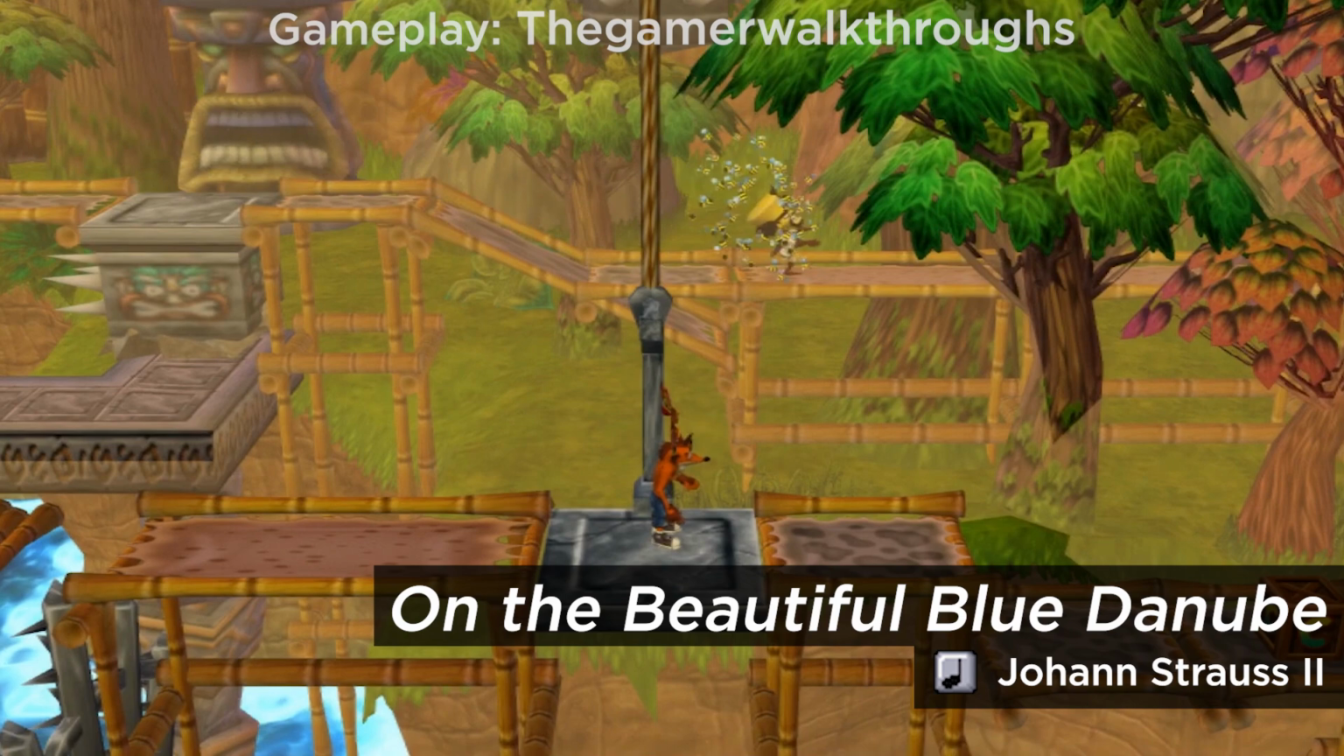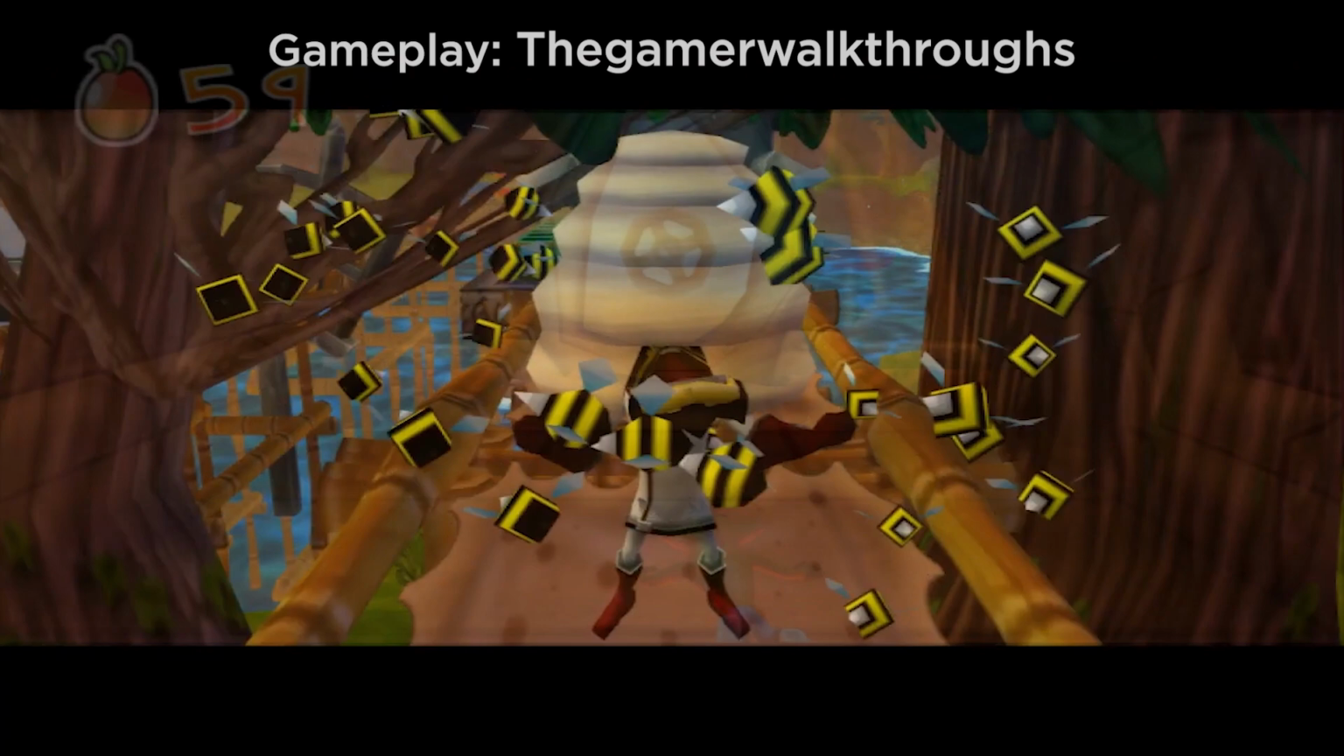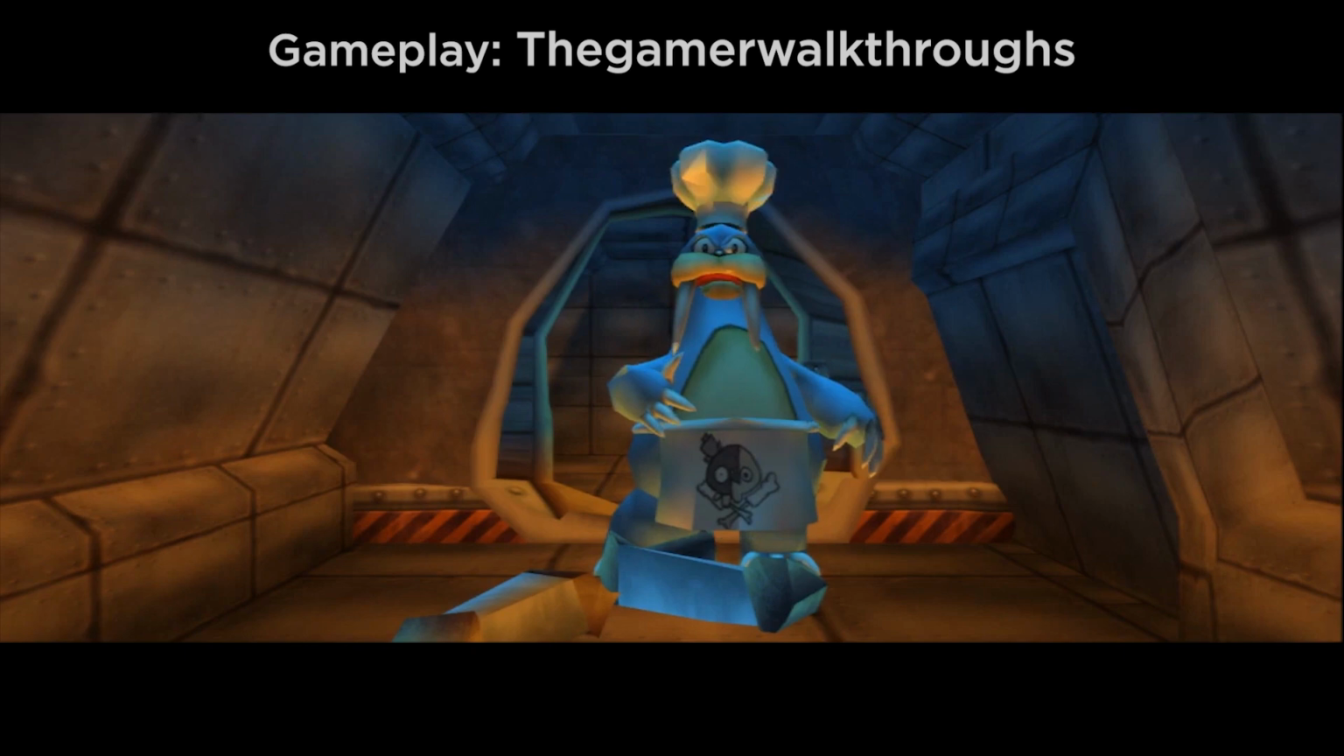However, the third piece, used for a chase sequence featuring a nigh-unstoppable walrus chef, is actually taken from Felix Mendelssohn's The Hebrides Overture, more popularly known as Fingal's Cave.